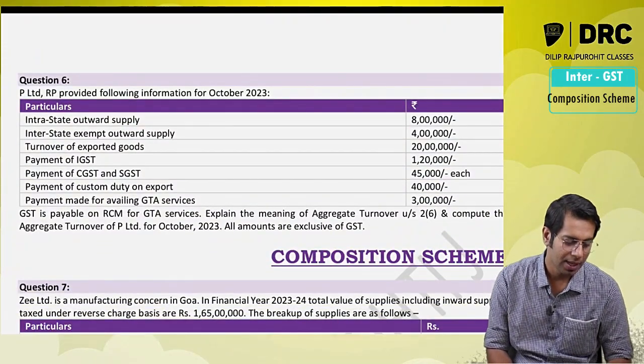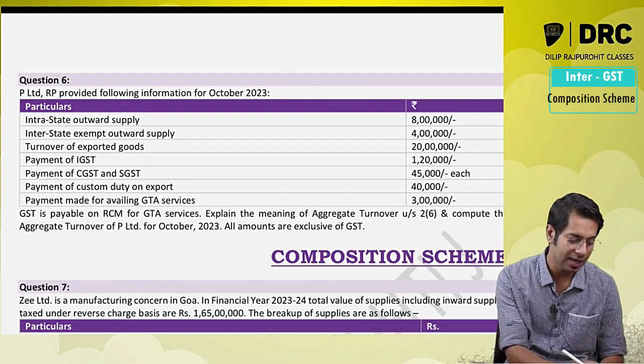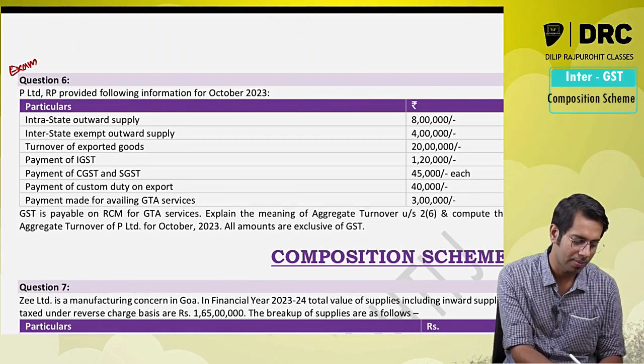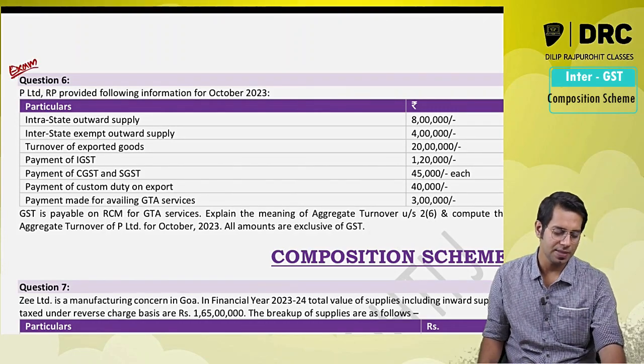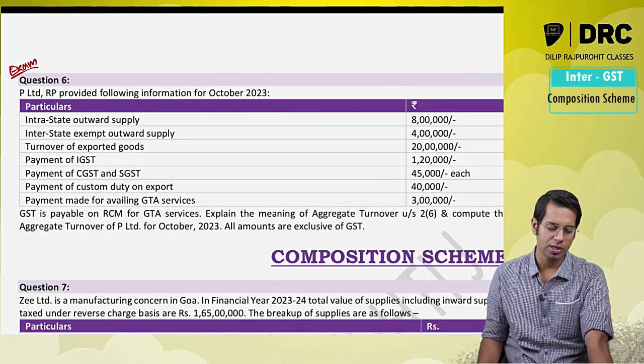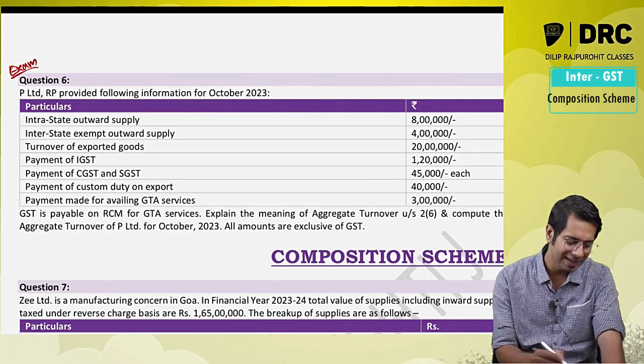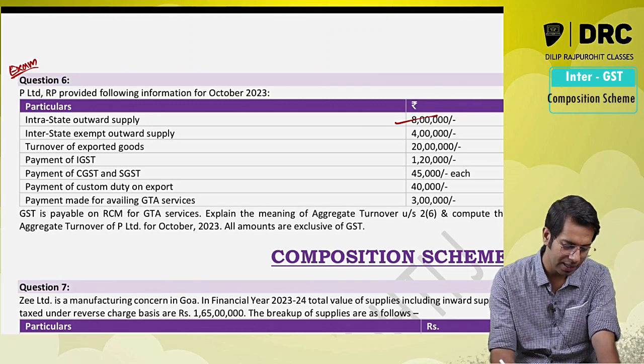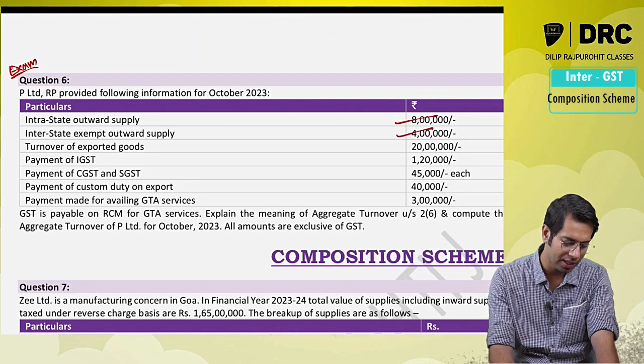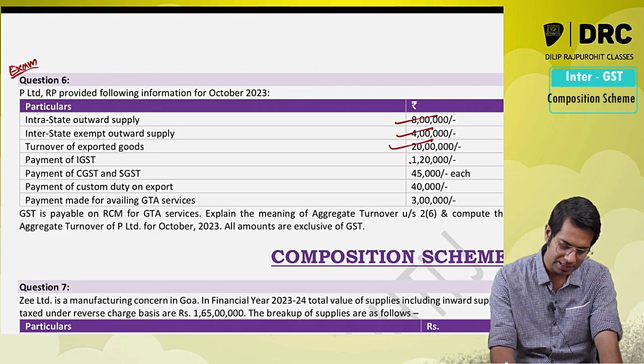Question number 6. P Limited, a registered person. Again an exam question. Following information for October 23 is given. Intrastate outward supply, include in aggregate turnover. Then interstate exempt supply, yes, include in aggregate turnover. Turnover of export, include. IGST I will not include.